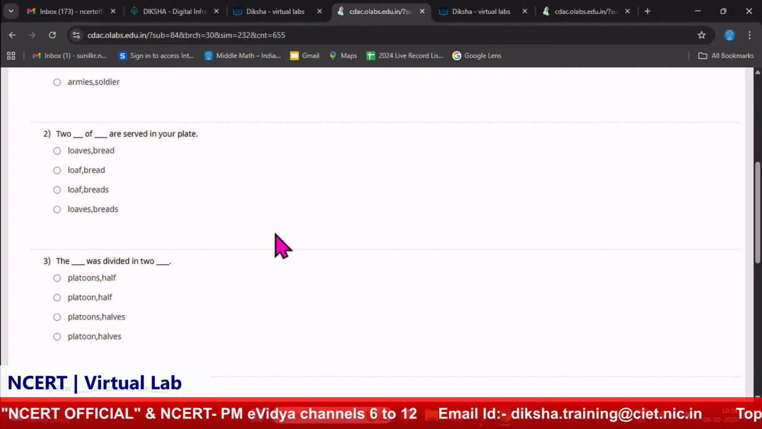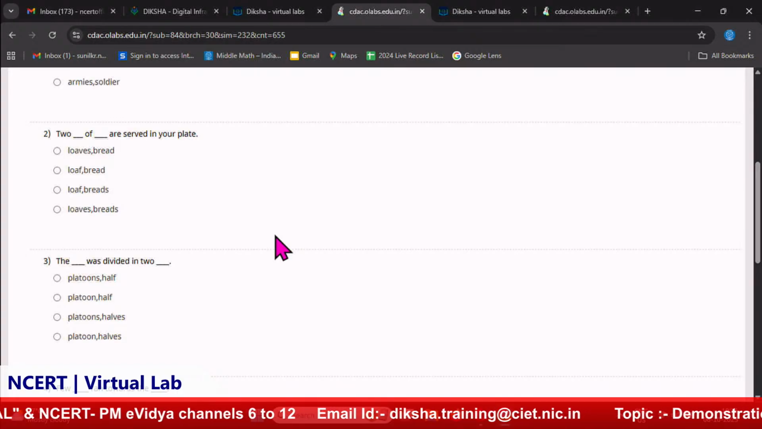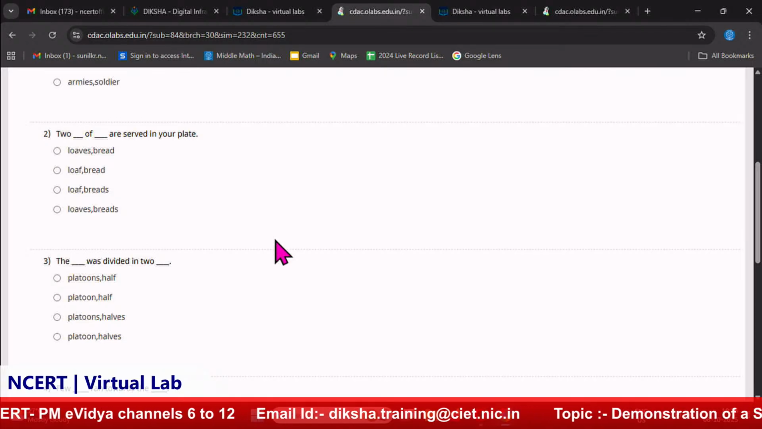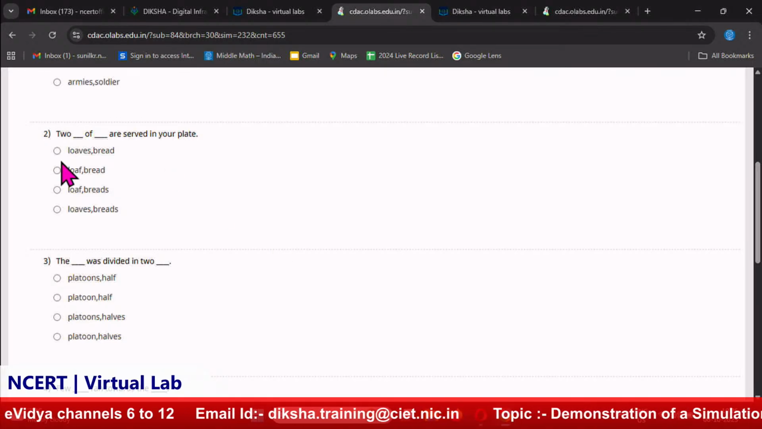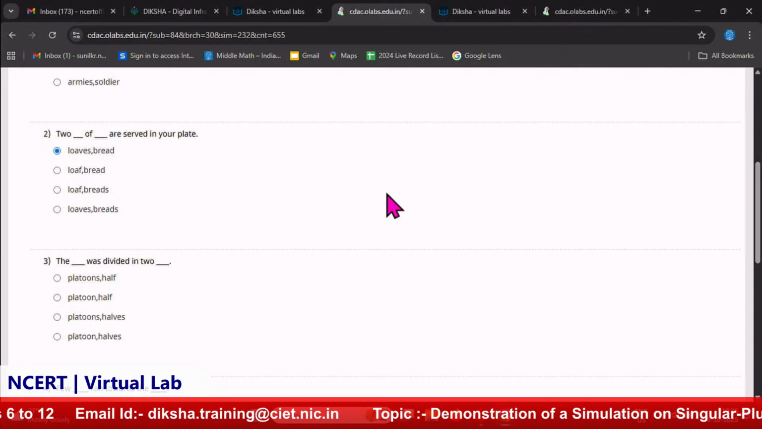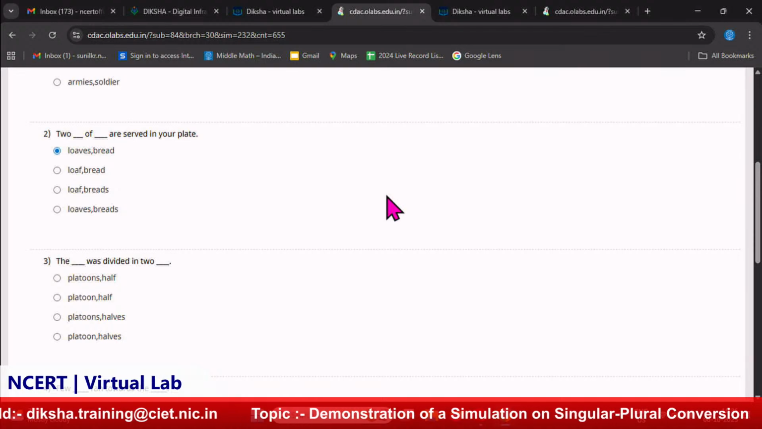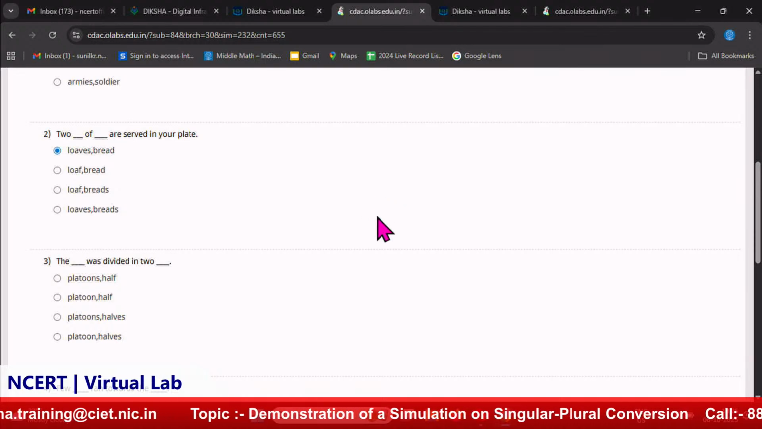Two, dash of dash are served in your plate, combinations of loaf, loaves and bread. Loaves of bread. Because loaves is countable, bread is not countable. We must say loaves of bread, not pieces of bread. And not loaf either. The plural of words ending in F is VES.